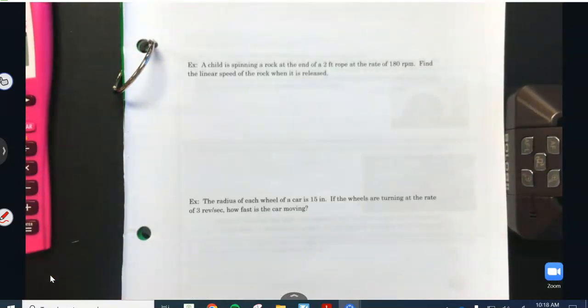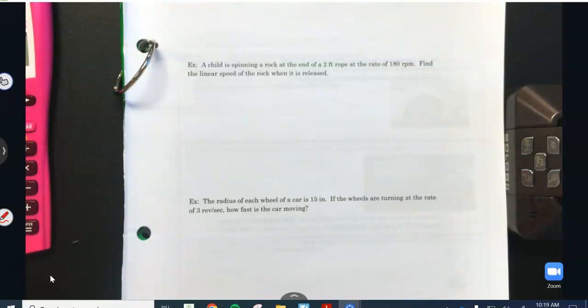Okay, so a child is spinning a rock at the end of a 2-foot rope at the rate of 180 revolutions per minute. So swinging a rope, it's going to make a circular motion. Find the linear speed of the rock when it is released. The instant that kid lets go is going to be the velocity of linear speed, because the instant you stop, it has completed a circle.